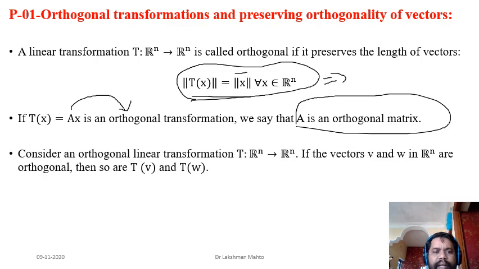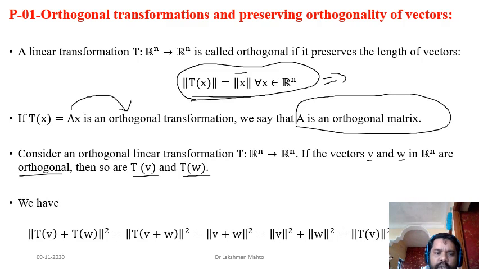So here I have taken one example. We are considering an orthogonal transformation T from Rn to Rn, and if you take any two vectors V and W, and the angle between V and W is 90 degrees, that means they are orthogonal, then definitely the corresponding images would also be orthogonal. And the proof is very simple. You can look into it here.